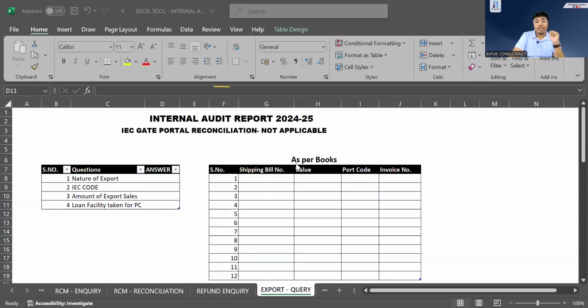And the purpose is to ensure that in case of export, you will be eligible to avail the benefits of your export if you will receive the amount in foreign currency. Okay, and if you will receive the amount within the given time. So both the things we have to ensure from the bank account. Hence also we are supposed to ask whether any loan facility has been taken or not under packing credit.